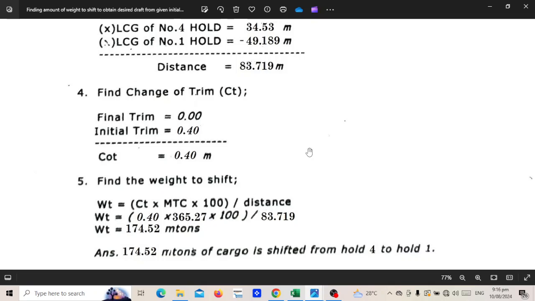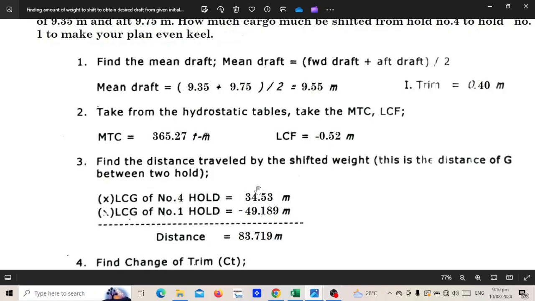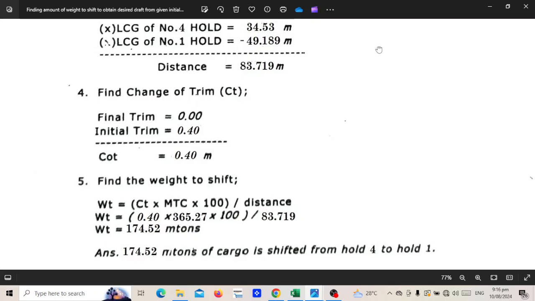Your MTC is 365.27, times 100 over your distance of 83.719. Okay, so the resultant will be, the total weight will be 174.52 metric tons, and the answer is 174.52 metric tons of cargo that is shifted from hold number 4 to hold number 1.